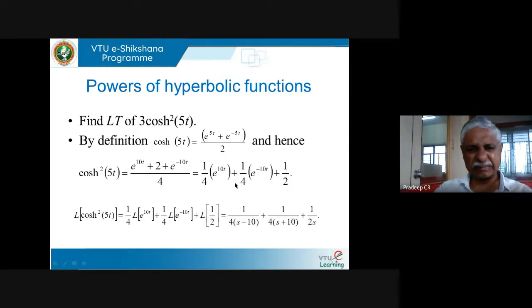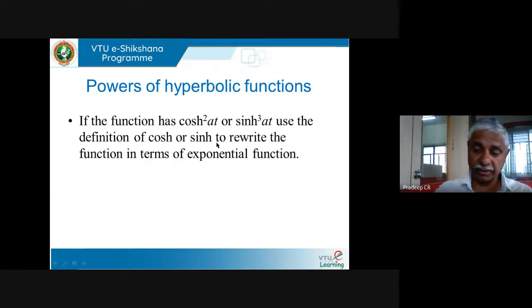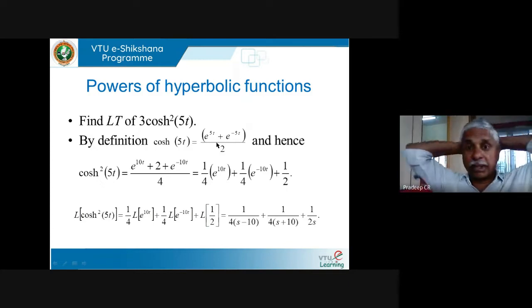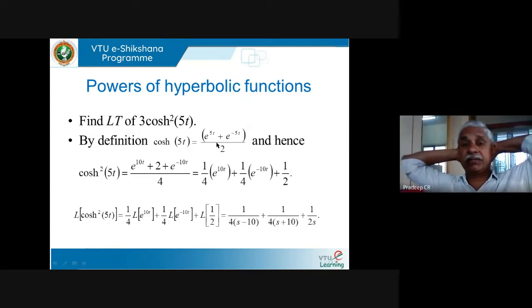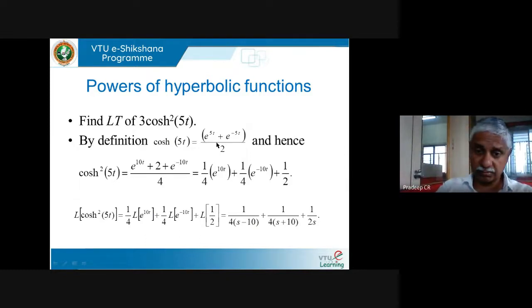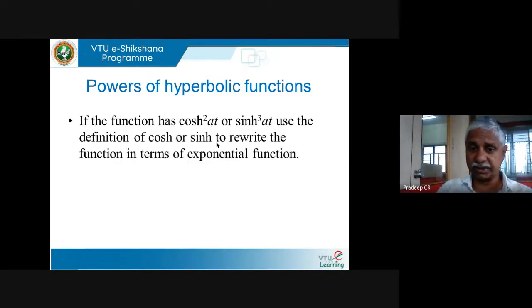So the same trick everywhere, whether it is cos hyperbolic square or sine hyperbolic square. Cos hyperbolic cube is very interesting. Then a plus b whole cube is what you will get. So for that you must know the formula a cube plus 3a square b plus 3ab square plus b cube. That's what you have to use. Maybe it's there in the exercises, you should check that.